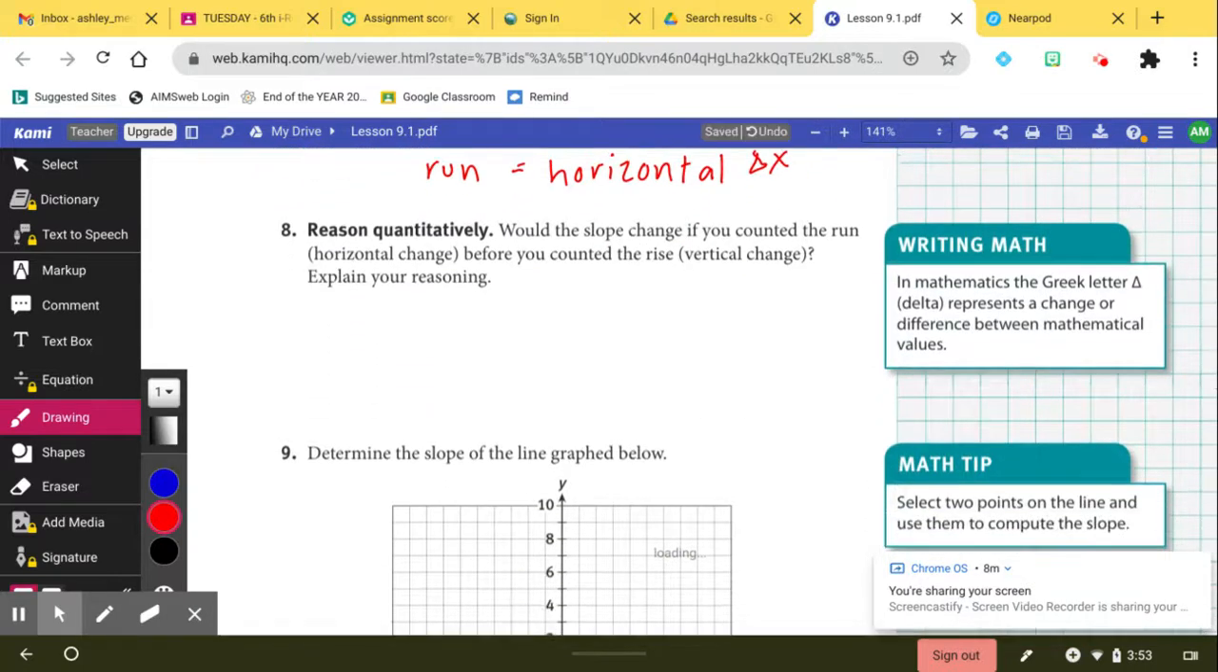So it says, reason quantitatively, would the slope change if we counted the run before we counted the rise? No, we could count the run before we counted the rise, but as long as you do the vertical change over the horizontal change, it won't change your slope.